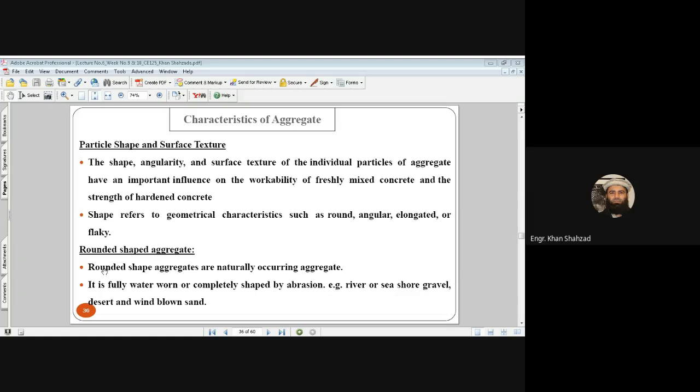Now, what are rounded shape aggregates? Rounded shape aggregates are naturally occurring aggregates. They are fully water worn because the water is passing through them continuously, and due to this abrasion or wear and tear process, they become rounded, completely shaped by the abrasion process. For example, river or seashore gravels, desert and wind-blown sand. When the air is also passing, or when these particles are coming in contact with each other, the angularity of these particles decreases and they become smooth particles.